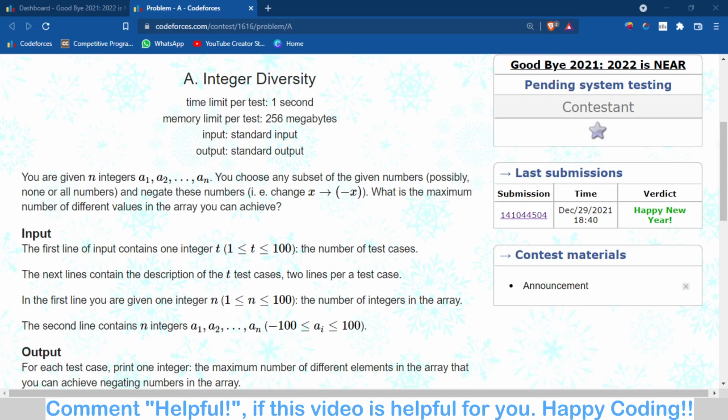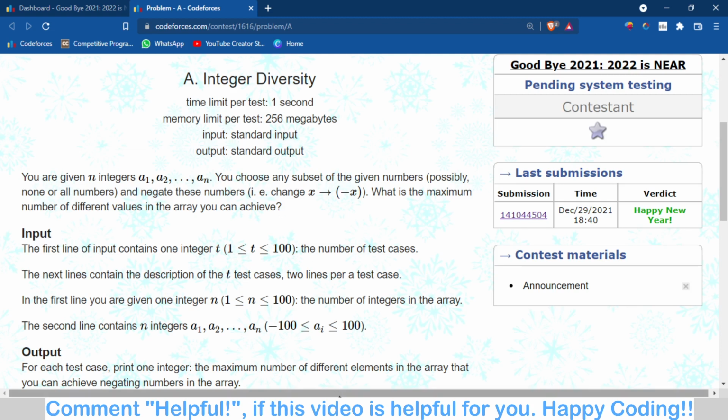This is Abhinav. In this video, we're going to talk about problem A of the Goodbye 2021 contest, which is Integer Diversity. What you have to do is find the maximum number of different values which we can achieve after doing some operation. The operation is that we have to select some elements, basically some subset from the particular array, and negate those numbers. By doing this, you have to find the maximum number of different values that we can have in the array.